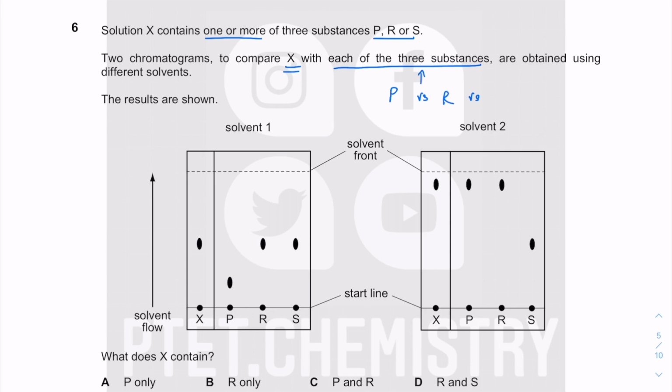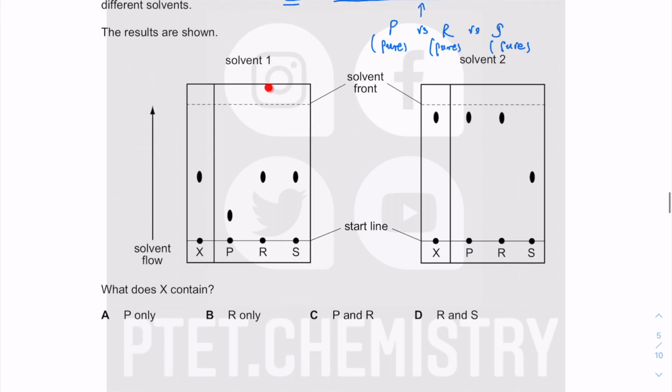Read the question carefully. So P, R, and S: this is a pure P, this is a pure R, and this is a pure S. All right, so these are the results. In solvent 1, it looks like this.